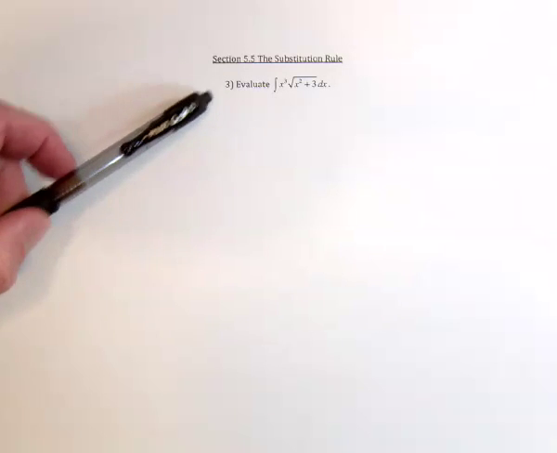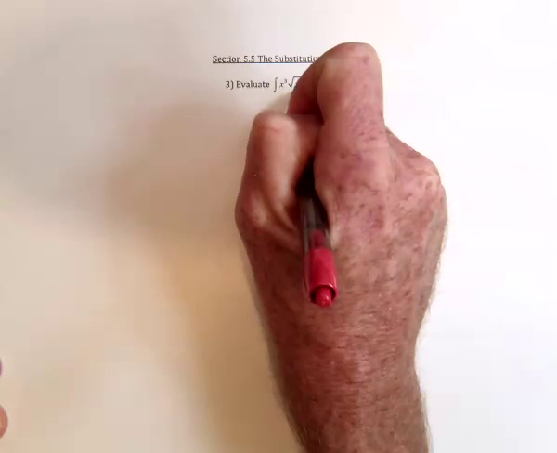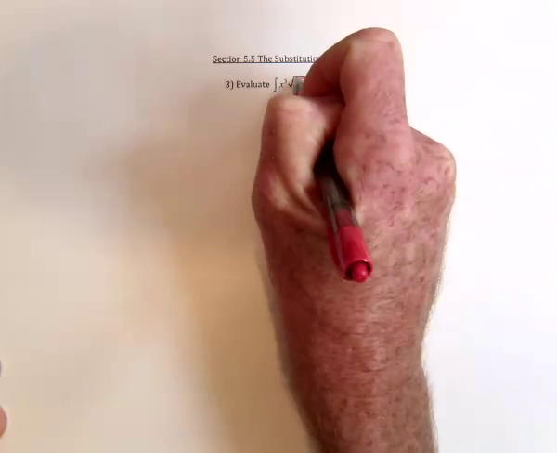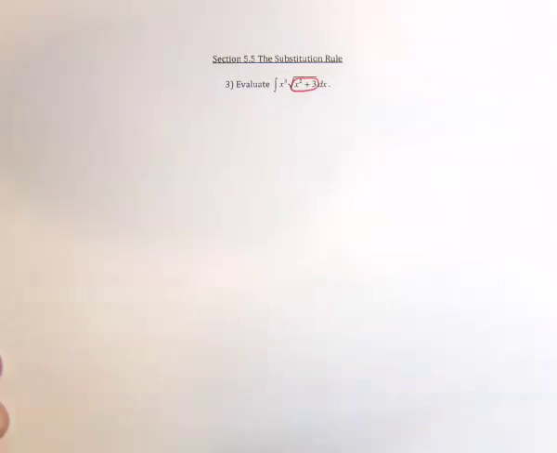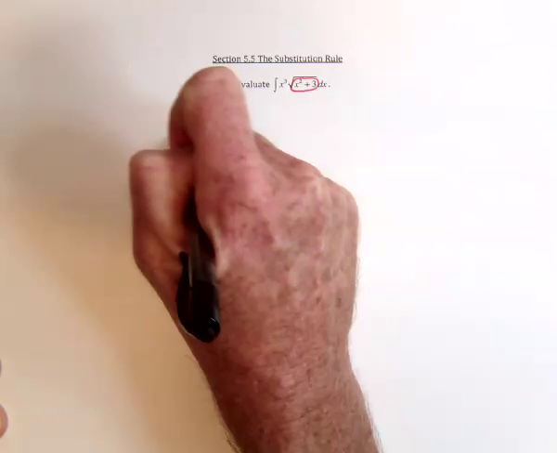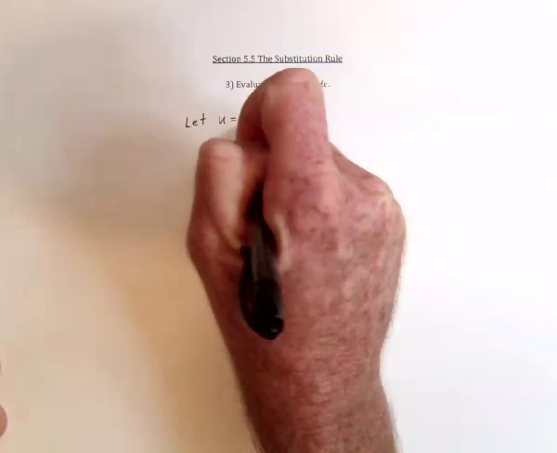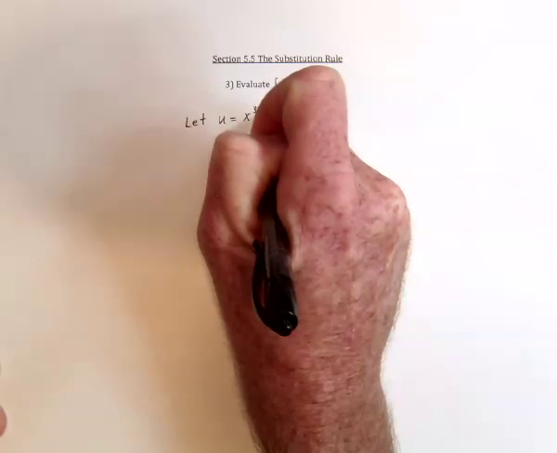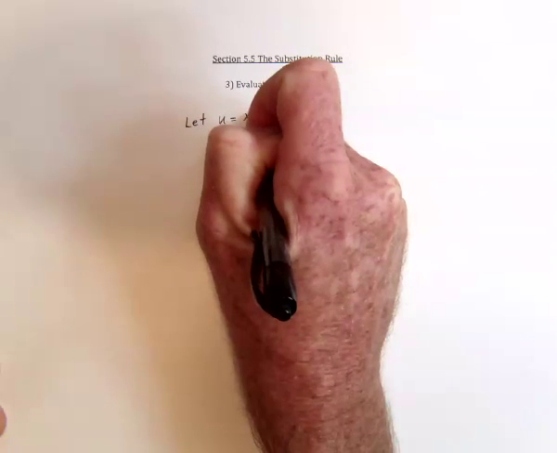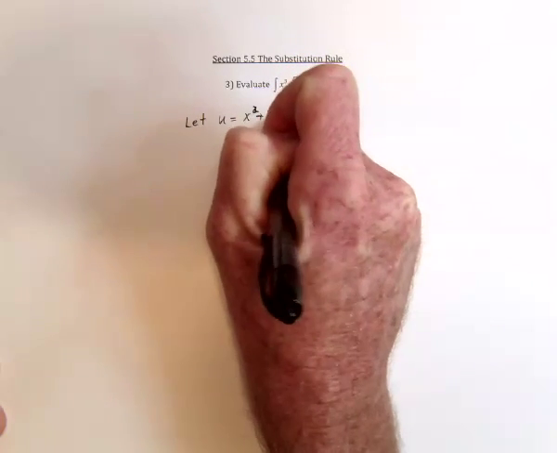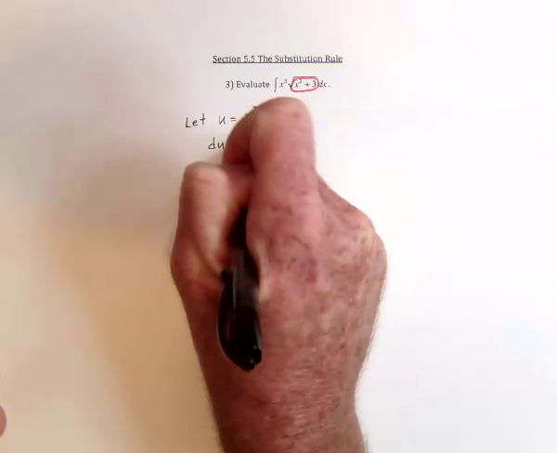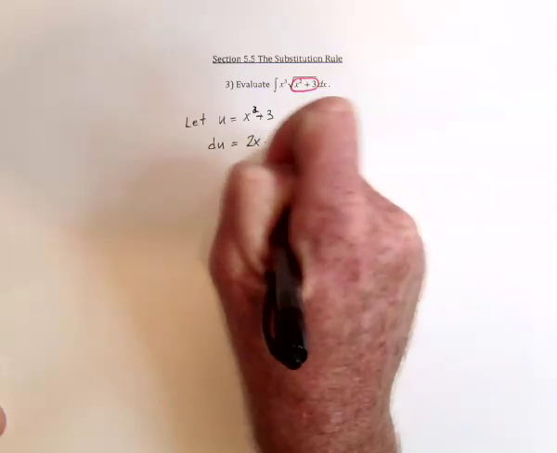If you worked the previous problem, 5.5 number 2, on the second one I tried to use u substitution and there weren't enough x's. In this one it's actually the opposite problem. So the u for the u substitution should be the inside part, so let u be the x squared plus 3, and take the derivative of that, which is 2x dx.